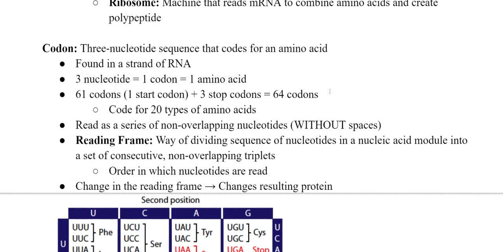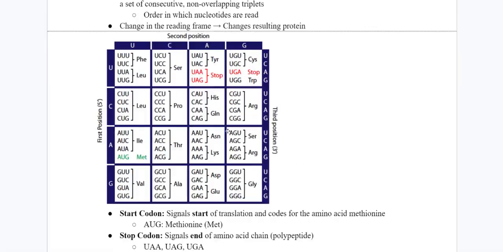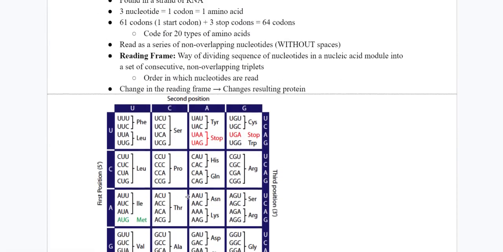So in total, there are 64 different types of codons. So there are 61 codons that code for amino acids. From the 61, one is a start codon, and there are three stop codons. And they code for 20 types of amino acids. If you count the amount, then there will be 20. I have never stopped to count, but there will be 20.